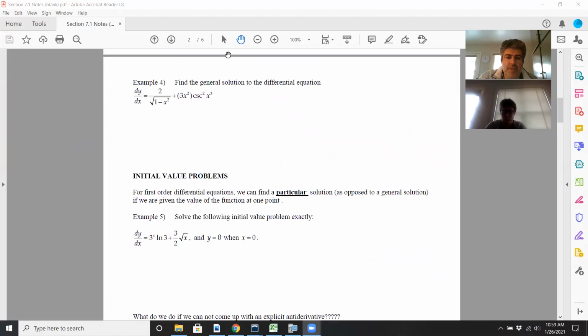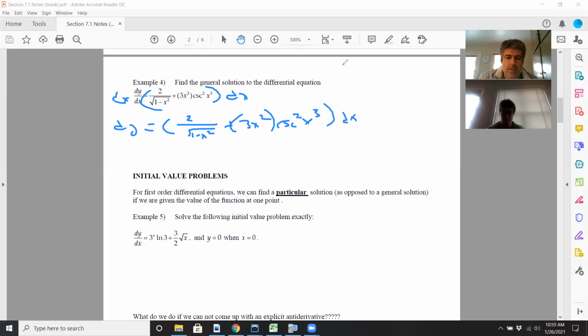Find the general solution to this differential equation. I like multiplying both sides by dx, though we don't need to do that every time. So dy equals 2 over radical 1 minus x squared, plus 3x^2 cosecant squared of x^3. If you do all that, then this would be 2 inverse sine of x. Hope you recognize that.